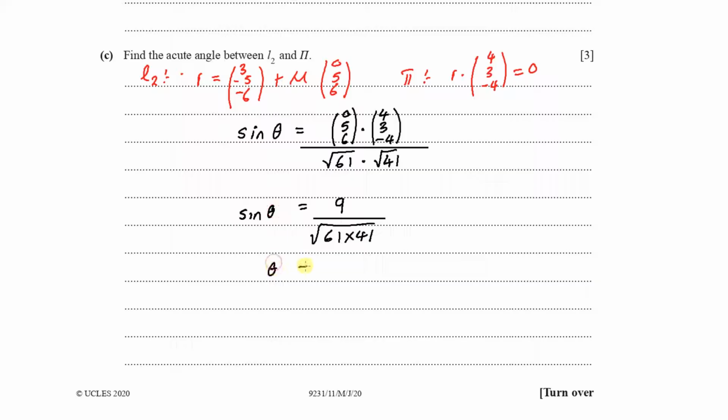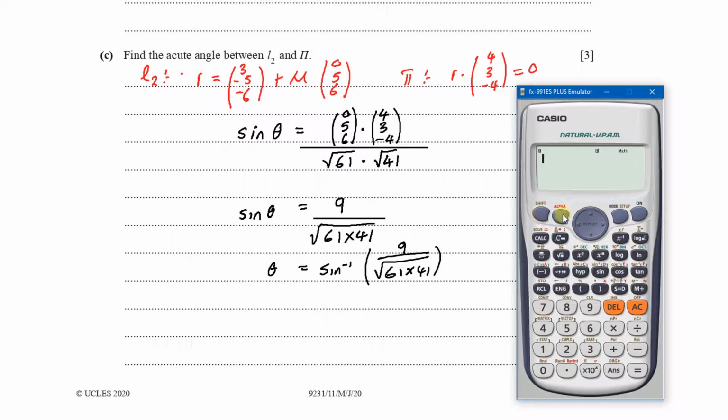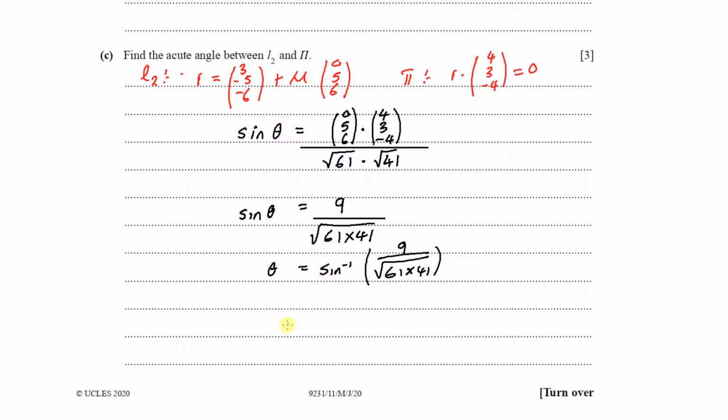So we can find theta here as arcsine of this whole thing. So let's type that in. That's shift sine, and we have 9 over the square root of 61 times 41, and it's giving us 10.4. So theta comes out as 10.4 degrees. And this is the final answer right here.